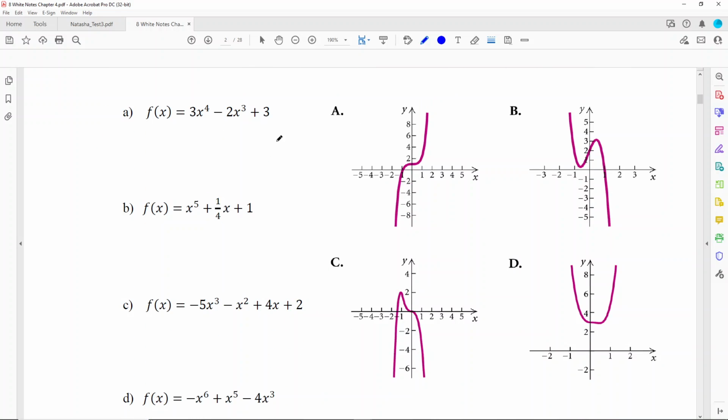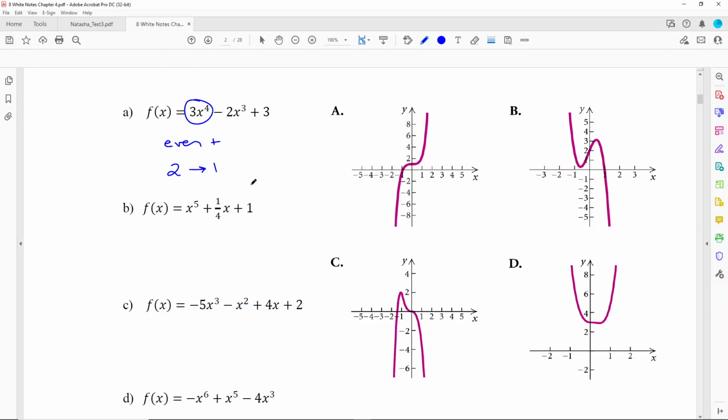So what I want you to do with these, I'll do A, and then I want you to finish the rest of them, is look at it. So this is my leading term. It's even and it's positive. I don't care that it's a 4 and that it's a 3. I care that it's an even degree and it's a positive coefficient. That tells me that it's going to start in quadrant 2 and end in quadrant 1.